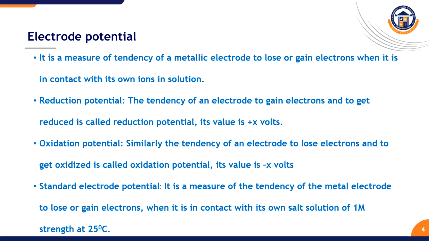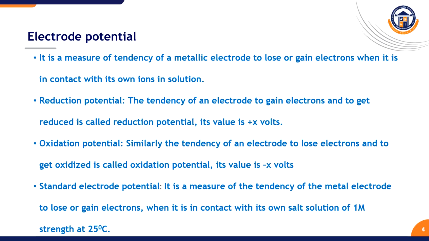Reduction potential: the tendency of an electrode to gain electrons is called reduction potential, and its value is represented with a positive value. Similarly, the tendency of the electrode to lose electrons, that is, to be oxidized, is called oxidation potential, and its value is mentioned with a negative value.